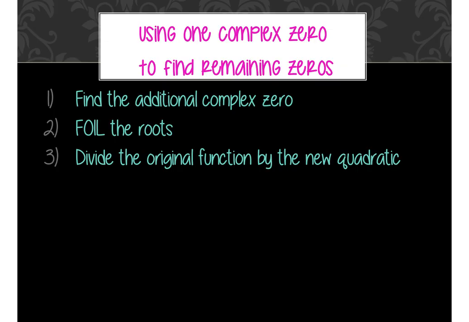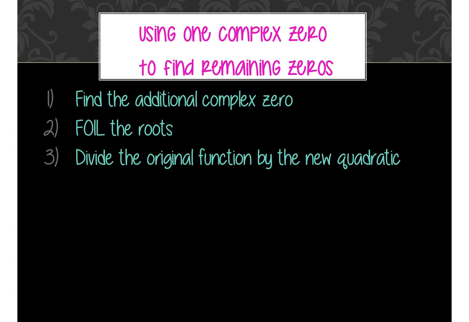Okay, so now how do we use it? It says using one complex zero to find the remaining zeros. So let's say your function has complex zeros, meaning it has i, and you don't have a graphing utility to find the real roots. Then what you're going to do is take the one i that they gave you, add its conjugate, because now there's two of them, they come in pairs, FOIL them out, and then divide the original function by our quadratic, which means long division because it's quadratic.